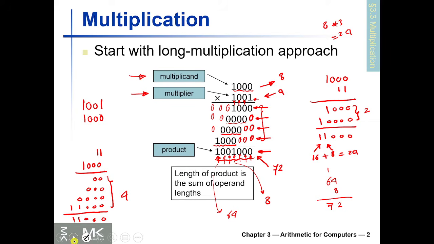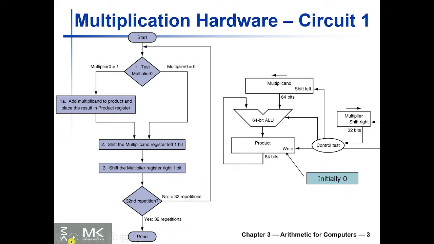Okay, so let's now explore how we can do this in hardware. This is the first circuit, I call it circuit 1, that can do the multiplication. So we store the multiplicand in a register, but this register is 64 bits. Remember, in MIPS you have 32 bits. So what's gonna happen is you're gonna store the multiplicand's real value in the least significant 32 bits, and just put zeros in the most significant 32 bits.